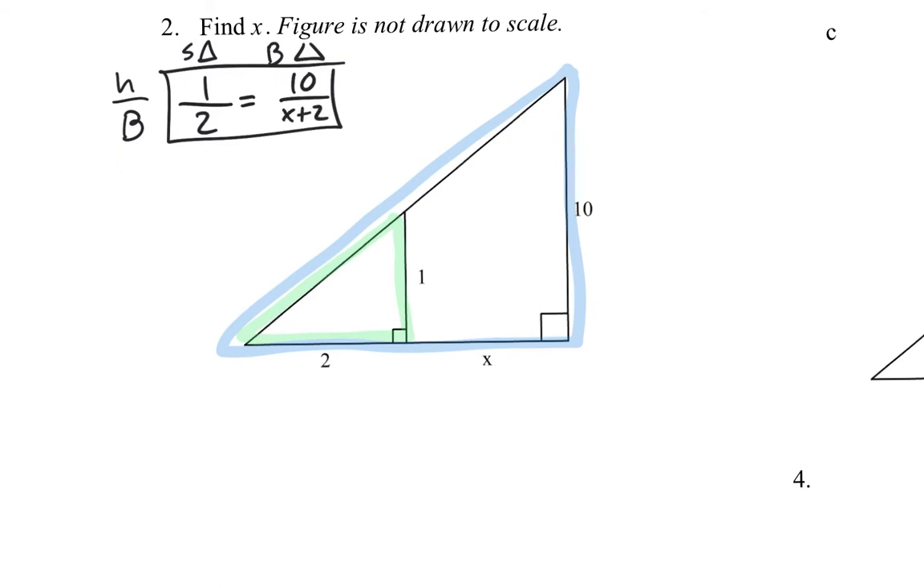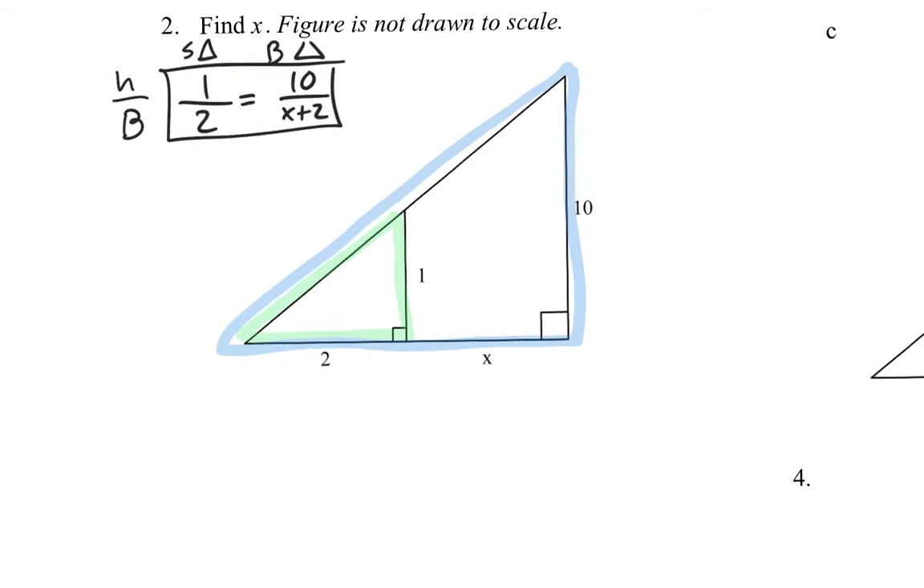All right, now we have enough to go ahead and solve for x. We're going to cross multiply. 2 times 10 is 20, and 1 times x plus 2 is x plus 2. Subtract 2, and we get x equals 18. Boom.